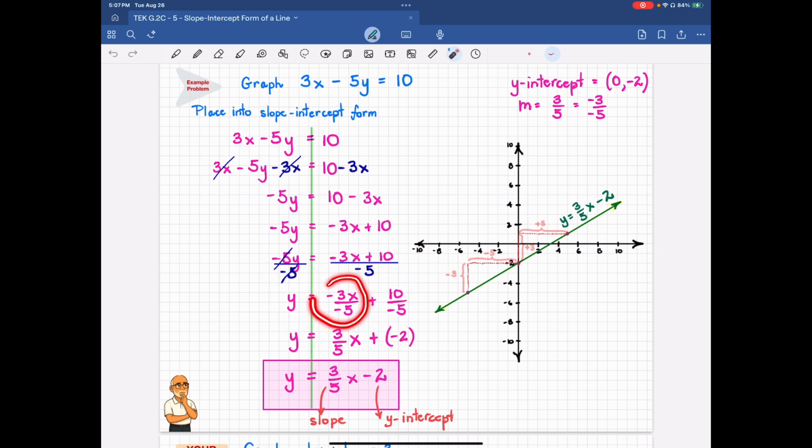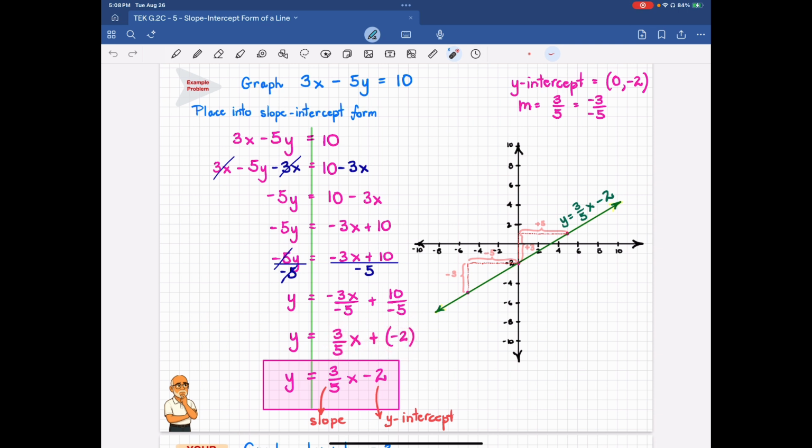I'm looking at this term, and I notice that I have a negative divided by a negative. To simplify that, I know a negative divided by a negative is always going to be a positive. I also have over here a 10 divided by a negative 5. I know that this is a positive 10 divided by a negative, so my answer has to be negative. But 10 divided by 5 is a 2, and because it's a positive divided by a negative, it becomes a negative 2. So I am saying this is going to be 3/5 x plus a negative 2.